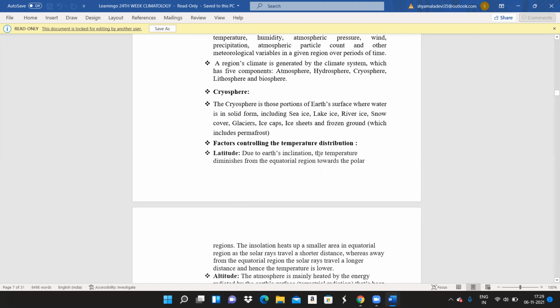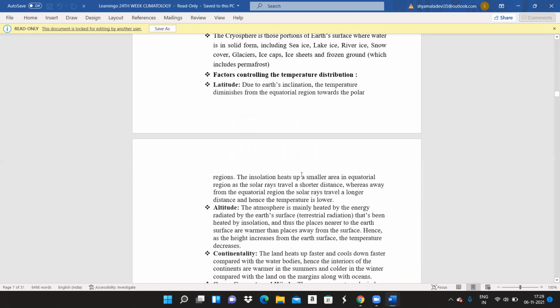Due to the Earth's inclination, the temperature diminishes from the equatorial region towards the polar regions. The insolation heats a small area in the equatorial region as the sun's rays travel a shorter distance. For example, in the equatorial region, the sun's rays fall vertically. When they fall vertically, they occupy a smaller area, and they generate a lot of heat. The equatorial region is called 0-degree latitude and experiences very high temperatures.